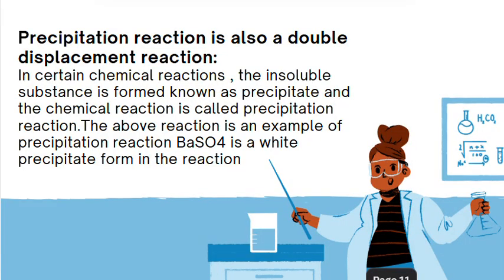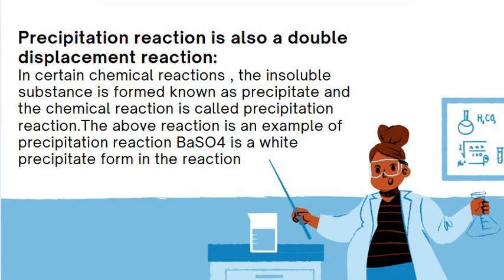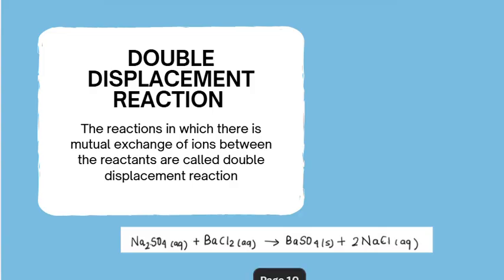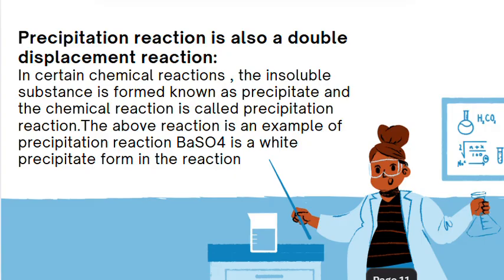Now, you need to remember that the precipitation reaction is also a double displacement reaction. In certain chemical reactions, the insoluble substance which is formed is known as a precipitate. Therefore, this reaction is also known as a precipitation reaction. This BaSO4, the example which we have seen here, is an example of a precipitation reaction in which a white precipitate is formed. The white precipitate is BaSO4. I hope you remember that BaSO4 is a white precipitate.